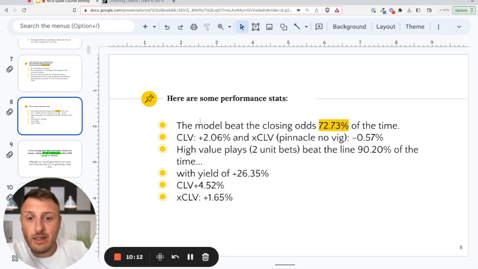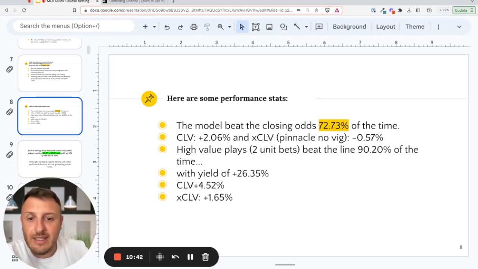The closing line value is plus 2.06% on all games. And high value plays, those are the best plays of the day, or whatever we call it, those are 2 unit bets where the discrepancy was the biggest between my numbers and Pinnacle odds. It beats them more than 90% of times. So my betting model beats Pinnacle odds more than 90% of times with the best and high value plays.